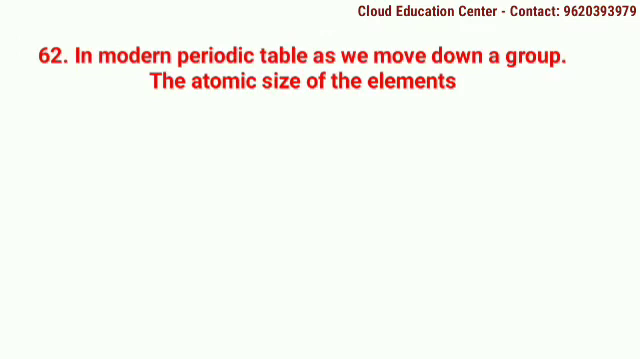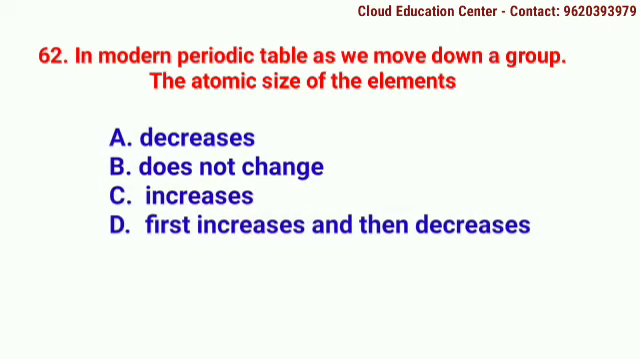The next question is, in modern periodic table, as we move down a group, the atomic size of the element. There are four options on the screen. In that, option C increases is the correct one.